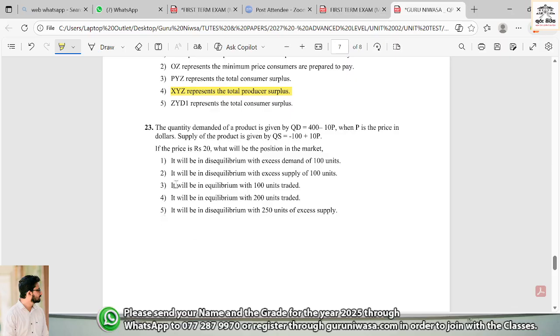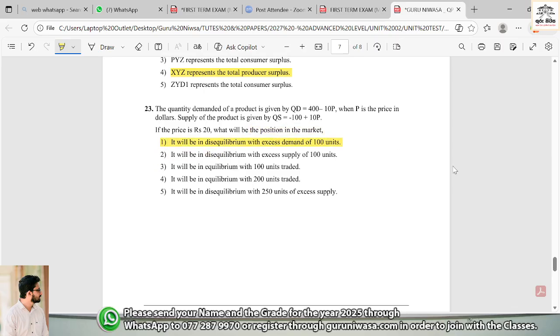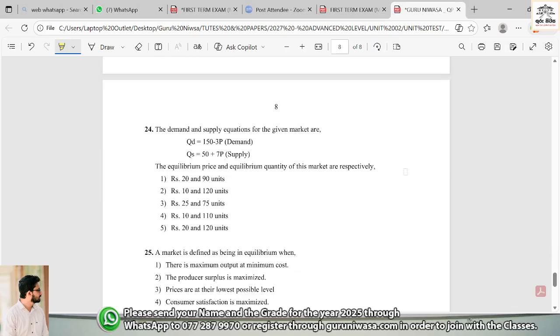The answer to 23 is number 1. Question 24 is very simple. Actually, I wanted every one of you to answer this question. That's why I put this question on the paper. The answer is number 2.